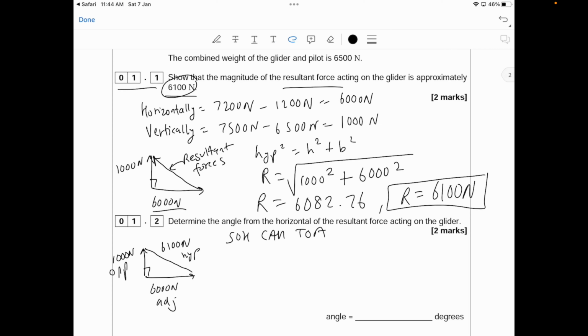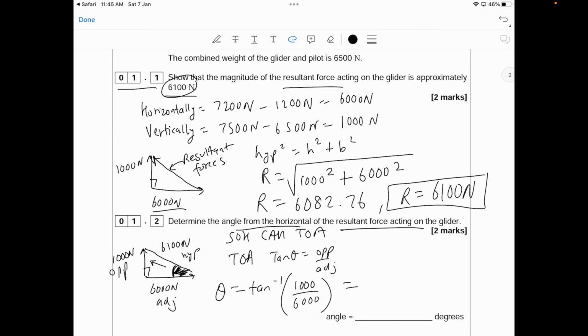Now we're using these ideas because we're finding the angle from the horizontal of the resultant force. So we have to connect the angle between the resultant force and the horizontal. Indirectly, this becomes the opposite, this becomes the hypotenuse and adjacent. So we use TOA, which is tan theta equals the opposite divided by the adjacent. If you rearrange this to find theta, the angle, you get tan inverse of the opposite, we're just rearranging the formula, the opposite, which is 1000, divided by the adjacent, which is 6000.